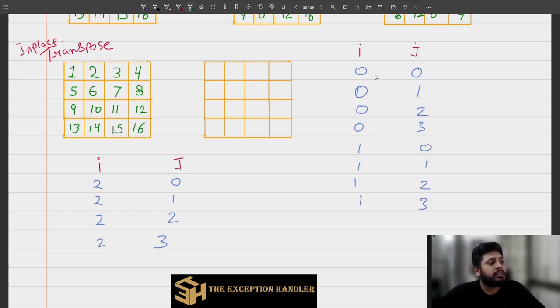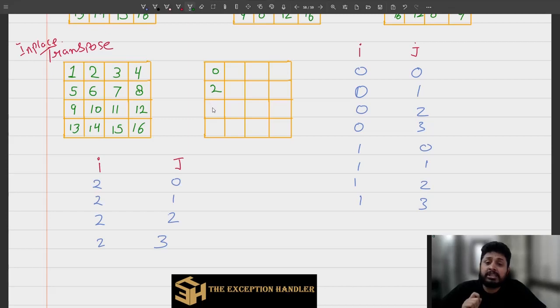For i, j as 0, 0, that means for element 0 comma 0, it will be the same in the transpose matrix because i and j are the same, right? Now for 0 comma 1, that would be converted into 1 comma 0. That is correct.